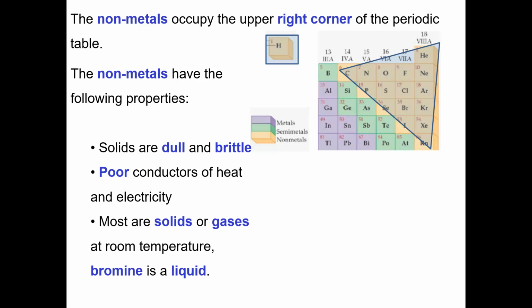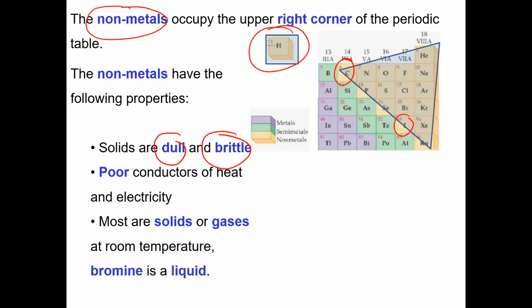As mentioned previously, the nonmetals are in the top right corner of the periodic table and also include hydrogen, which is placed in a variety of different positions depending on the designer of the periodic table, but most commonly I think it's placed in group 1A. So the nonmetals have different properties from the metals. If they are solids, they're dull rather than shiny, and they are brittle rather than malleable and ductile. A good example of that would be iodine or carbon. Both of those are dull, brittle solids.